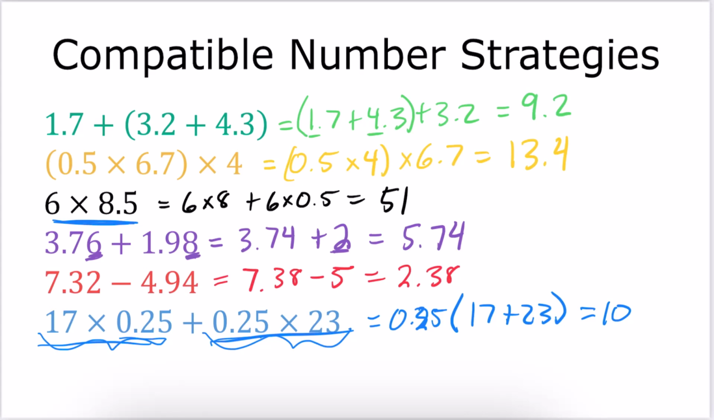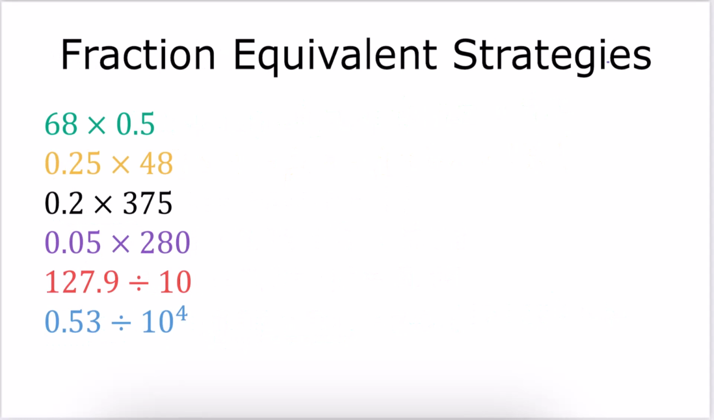So these are some examples of how you can use all the strategies we've learned about in the past to help you multiply and add and subtract decimals. And then we also have some new strategies where you can think of the decimals as their fraction equivalents. So I kind of did this a little bit on the last slide where I would say like 0.5 is the same thing as a half, or 0.25 is the same thing as a fourth.